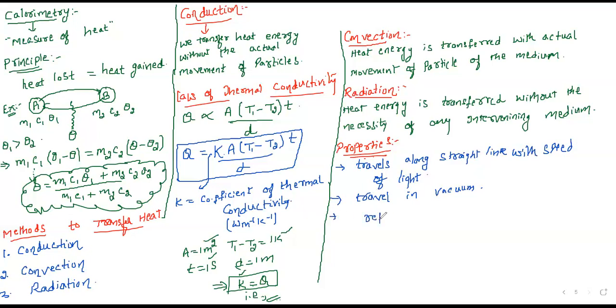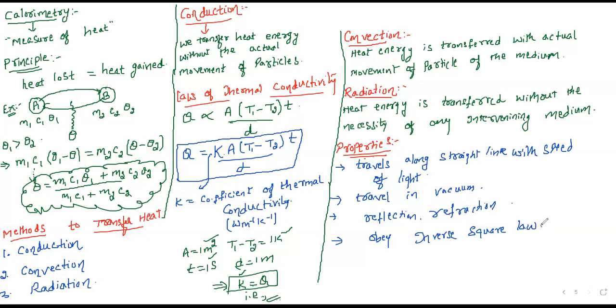It can undergo the phenomenon of reflection. It can also undergo refraction. And it obeys the inverse square law. Radiation is going to obey the concept of the inverse square law. So these are a few properties of radiation. Maybe they may ask to write any 2 or 3 properties of radiation for 2 marks or 3 marks.